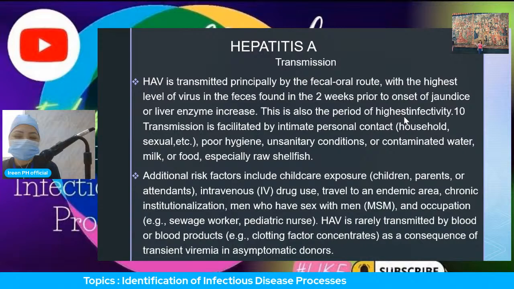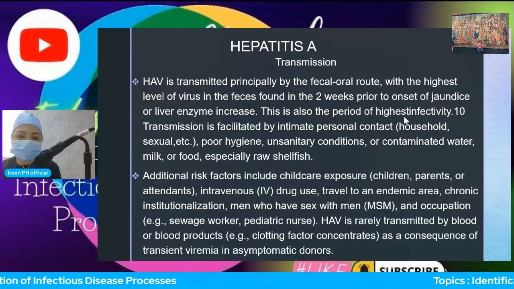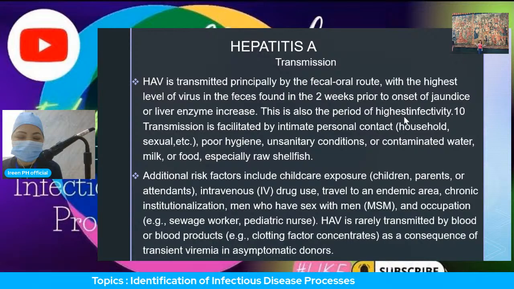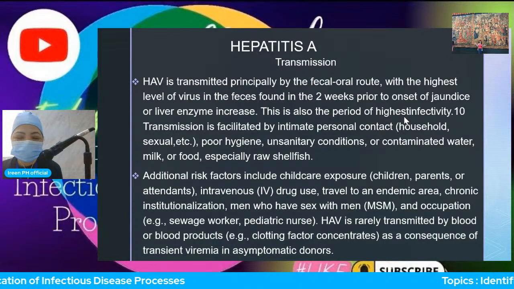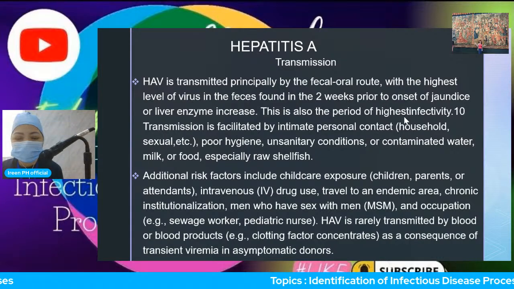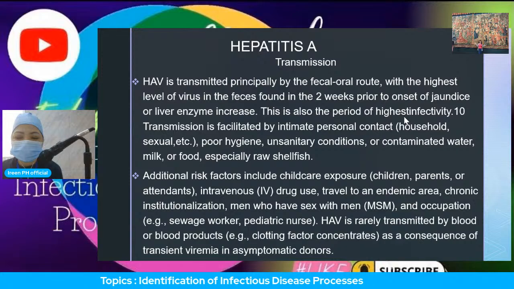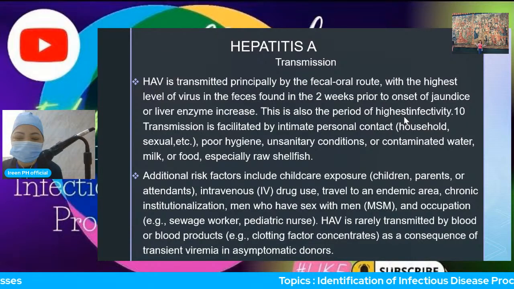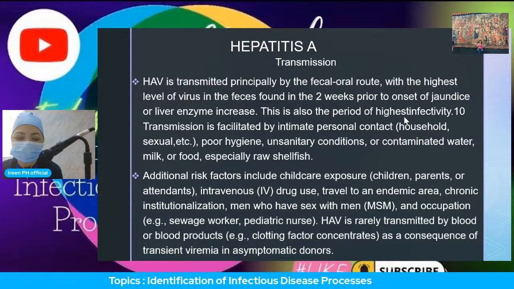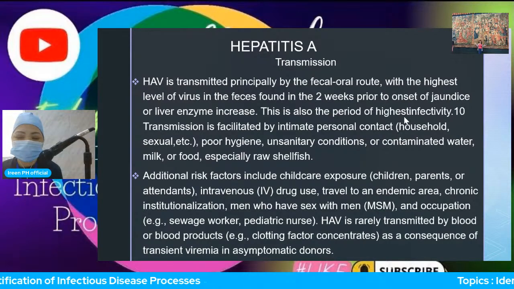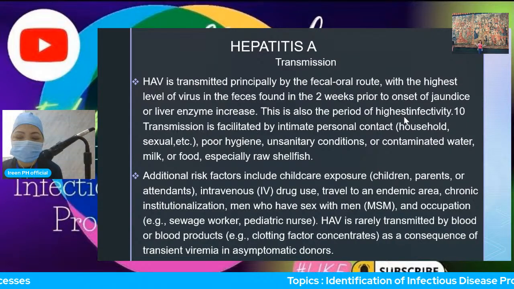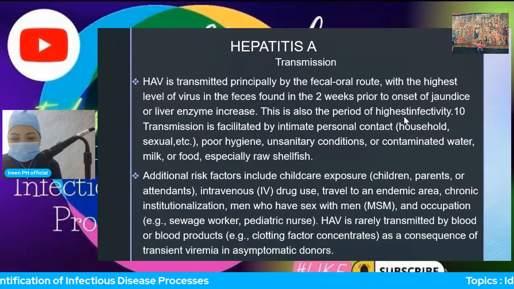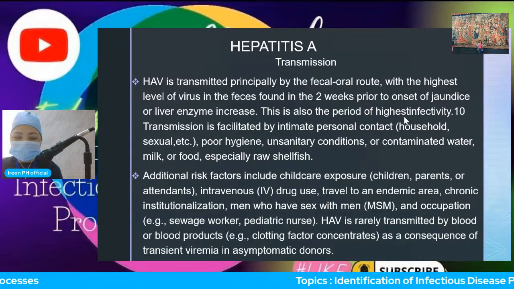Additional risk factors include childcare exposure, children, parents, or attendants, intravenous drug use, travel to an endemic area, and chronic institutionalization. HAV is rarely transmitted by blood or blood products, such as clotting factor concentrates, as a consequence of transient viremia in asymptomatic donors.